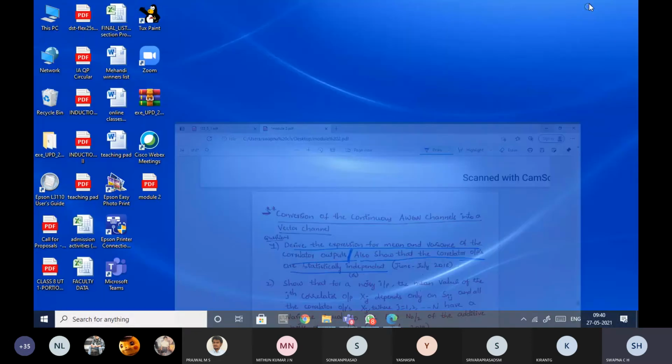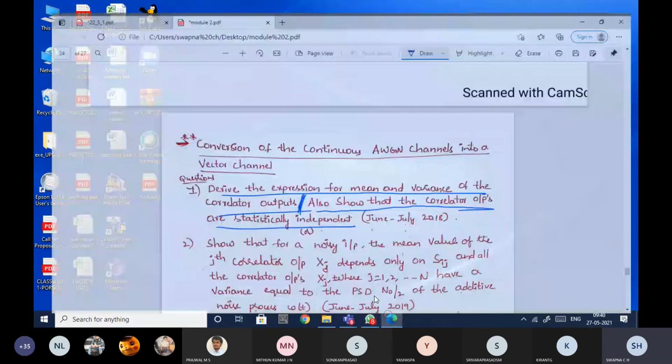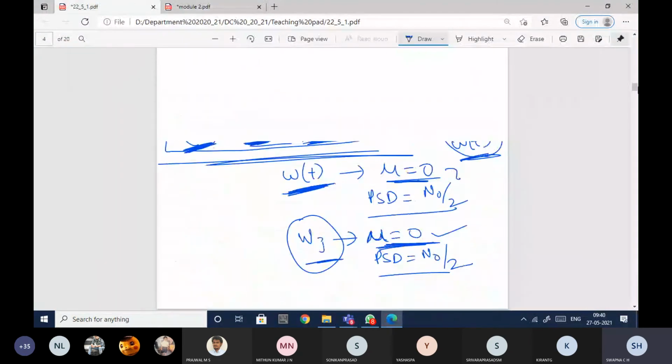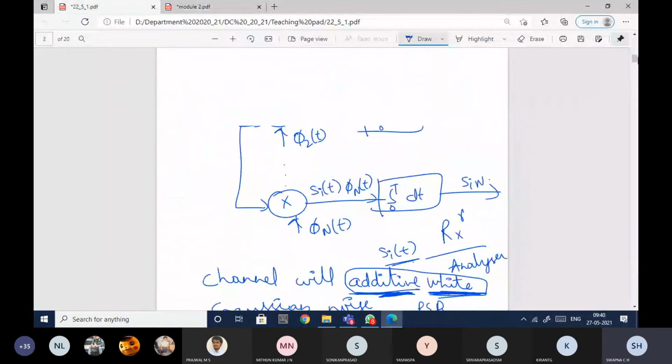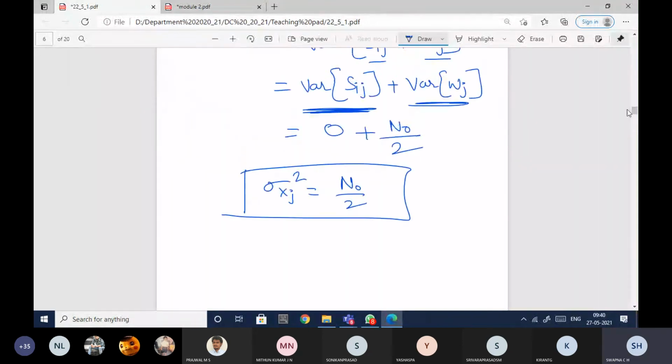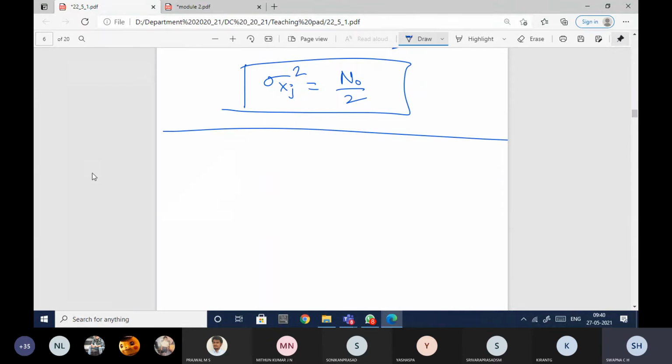When they ask you in that way, you need to explain everything from here till here. It is only for the mean and variance related part. Then again we'll go with the second part. They'll ask you to show that the Gaussian random variables or correlator outputs are statistically independent.